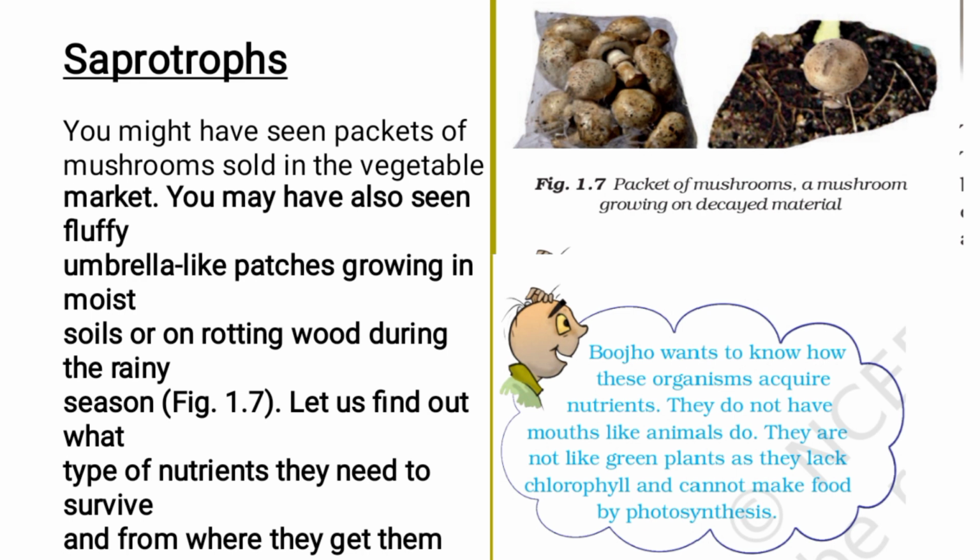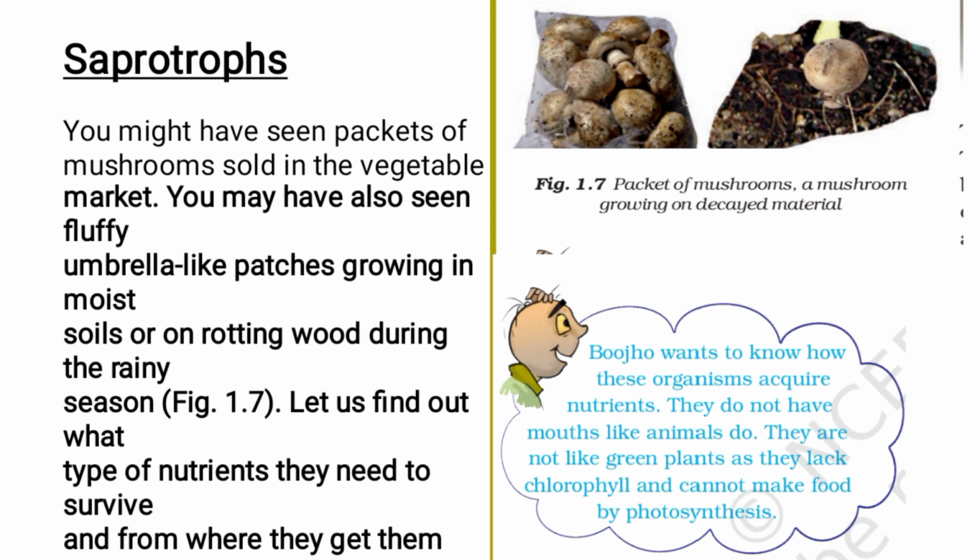So you can see in figure 1.7, or also when you go out to the market, you can see mushrooms, right? These mushrooms are not green in color, but still they are plant-like. And did you ever think where they get their food from, or where they prepare their food? Sometimes when you are passing through a road during the rainy season, you can see some fluffy umbrella-like thing, that is also a type of mushroom.